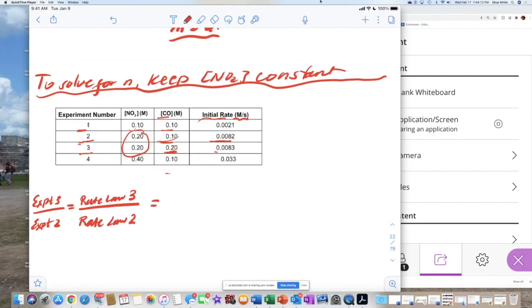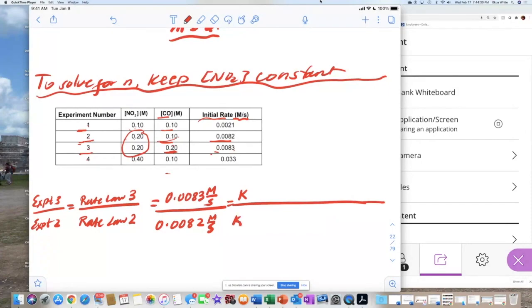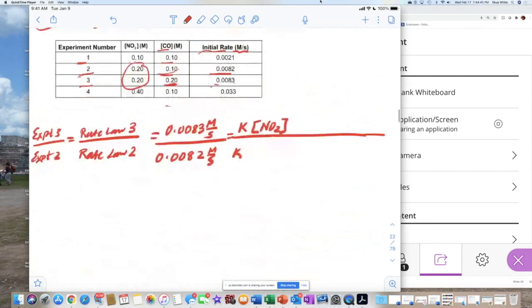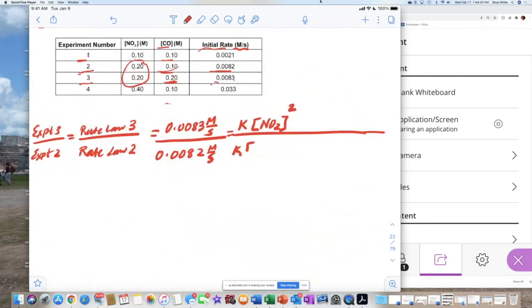So we start with the rate, which is 0.0083 molar per second over 0.0082 molar per second, equal to K over K, concentration of NO2 raised to the power. Since we already know the order on NO2 is 2, you can write it in here. Go ahead and write it in because it helps you with other problems.